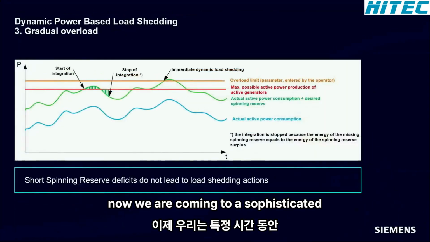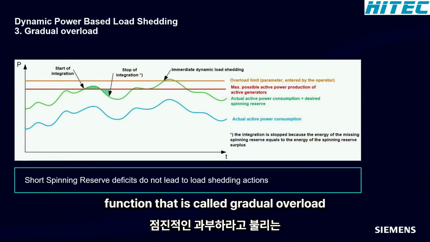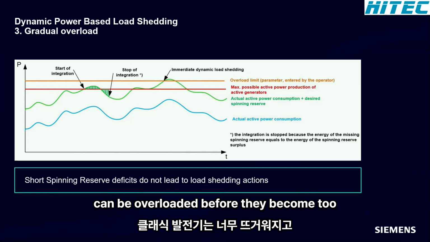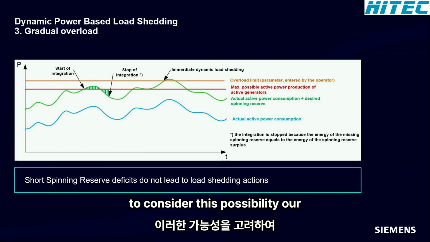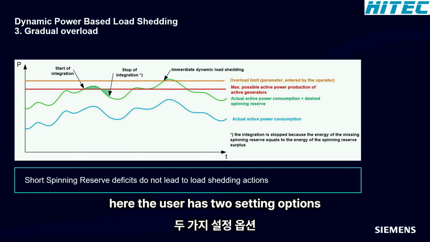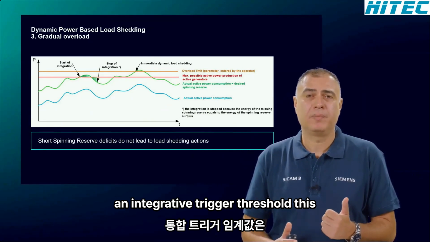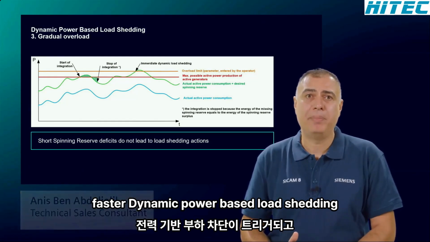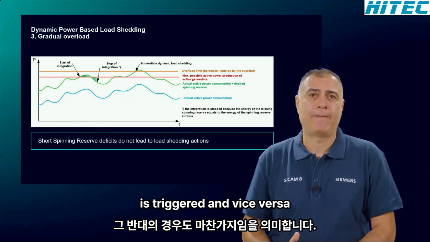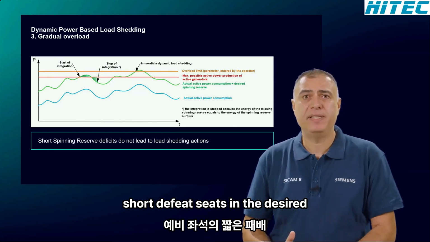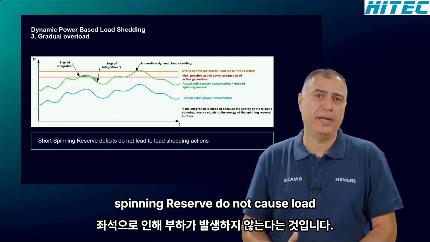Now we are coming to a sophisticated function that is called gradual overload. For a certain time, classic generators can be overloaded before they become too hot and trip. To consider this possibility, our solution provides the so-called gradual overload function in the controller. Here, the user has two setting options: an integrative trigger threshold. This means that the stronger the desired power reserve is violated, the faster dynamic power-based load shedding is triggered, and vice versa. And an absolute immediate trigger threshold. The advantage of this function is that short deficits in the desired spinning reserve do not cause load shedding actions.